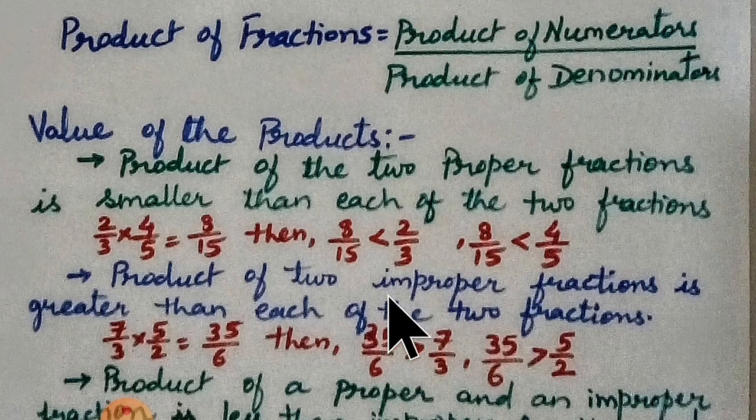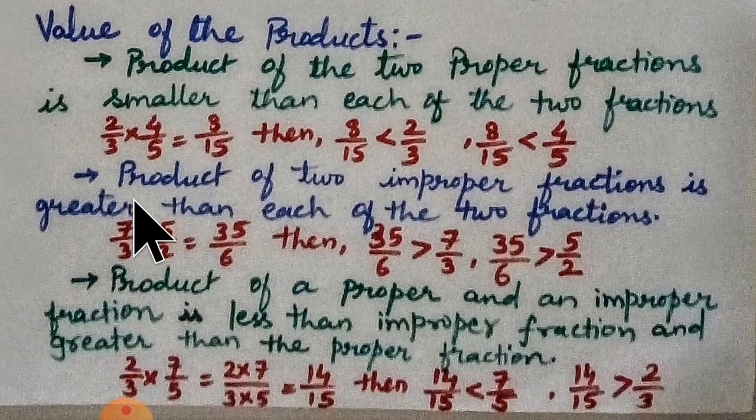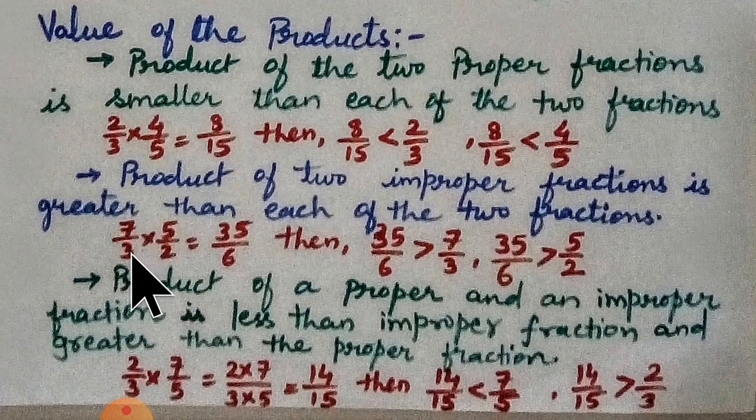Now product of two improper fractions is greater than each of the two fractions. So what are improper fractions? That numerator is bigger, denominator is smaller. So 7 upon 3 into 5 upon 2 equal to 35 upon 6. Then 35 upon 6 is greater than 7 upon 3 and 35 upon 6 is greater than 5 upon 2.